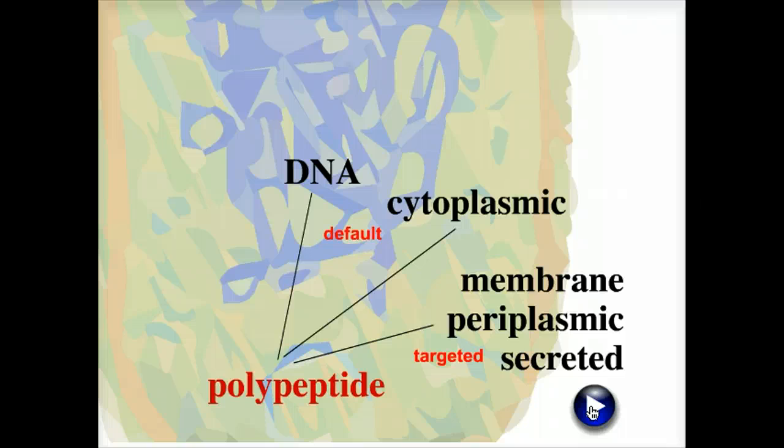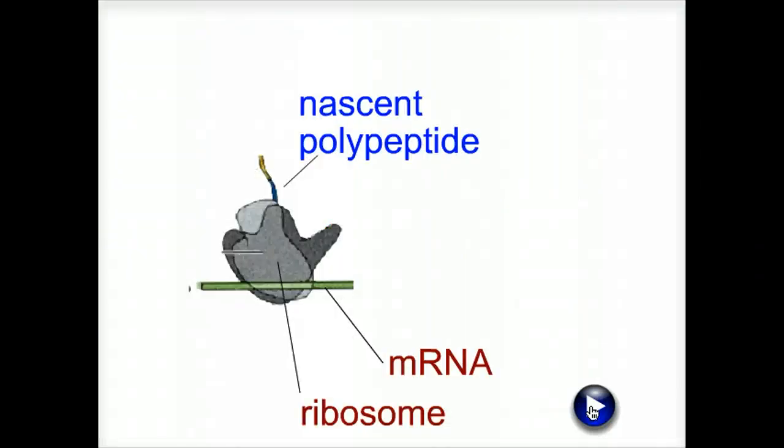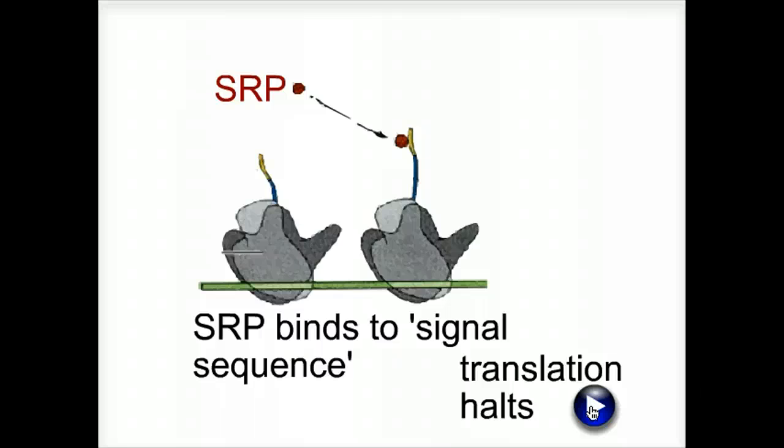It can remain in the cytoplasm, where it could bind to the DNA or act simply in the cytoplasm, or it could go to the membrane. In the membrane, it could be inserted into the membrane or secreted out of the cell. The process by which a membrane protein is made involves what's called the signal sequence. As the newly synthesized polypeptide comes off the ribosome, it interacts with a protein called signal recognition particle.